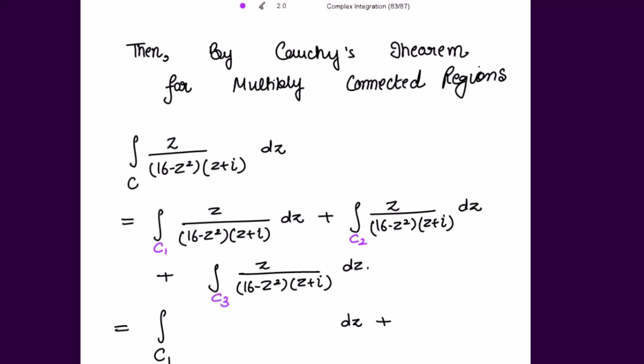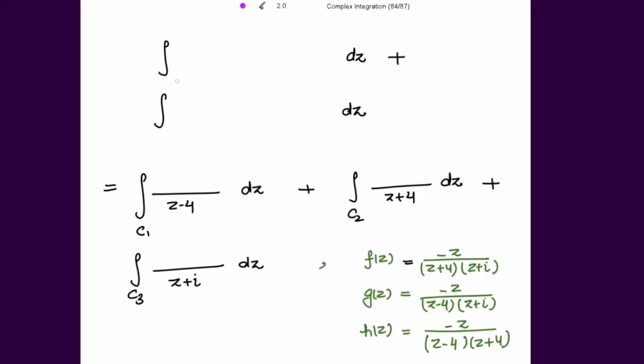Let's write this further. We have written the numerator as minus z, and here we write (z minus 4)(z plus 4)(z plus i). The first integral is over C1 of minus z over (z minus 4)(z plus 4)(z plus i), plus the second integral over C2, again minus z over (z minus 4)(z plus 4)(z plus i), and then the third integral over C3, minus z over (z minus 4)(z plus 4)(z plus i).